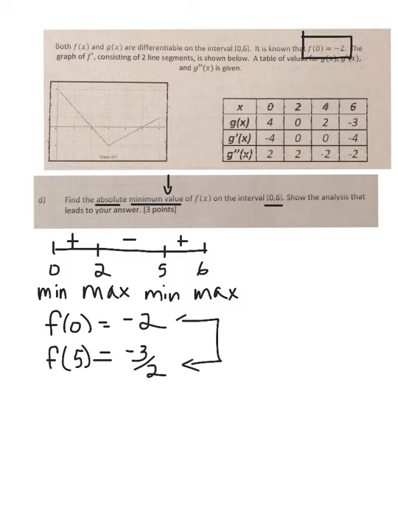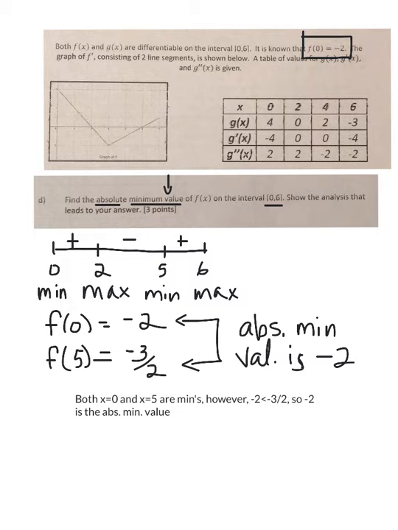All right, well, let's get back to it though. So my absolute minimum value is -2. So absolute min value is -2.